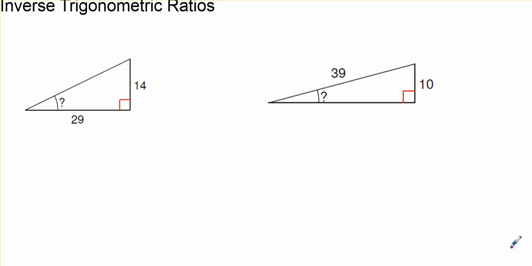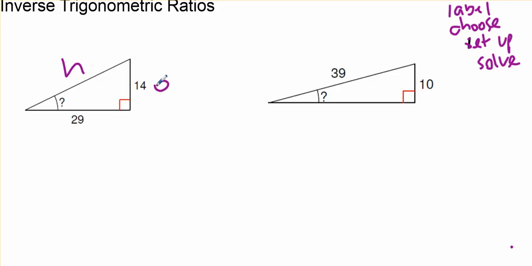This time we're going to do the inverse, where you have to find the angle. And it is the same process. Label, choose, set up, and solve. So let's do it. We're going to get a little faster as we go through these. We're going to label. We've got a hypotenuse, we've got an opposite, we've got an adjacent based on this reference angle. Okay, we're going to do a little brain dump right away every time we do trig.